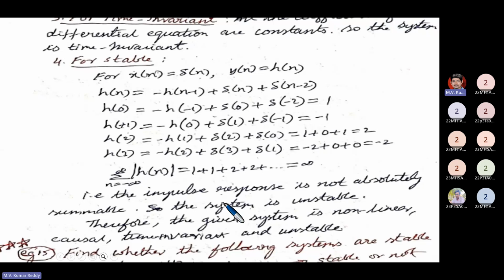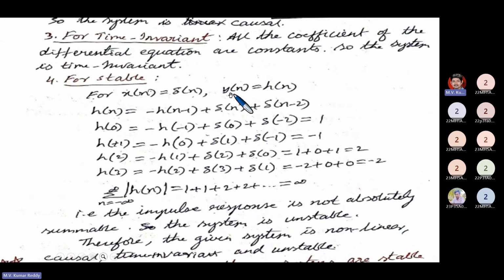Now what is the condition? In place of y of n, you have to put h of n. Next, in place of x of n, you have to place delta of n. Here delta of n means impulse. Whenever an impulse signal is given, the output is h of n, which is also a signal.